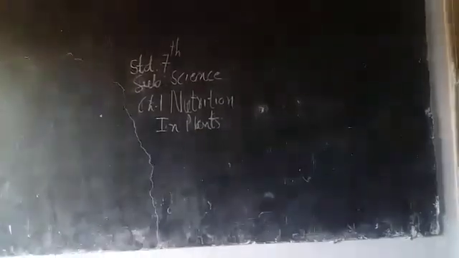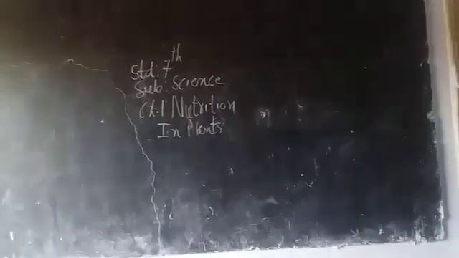Next, answer the following questions in short. How do the raw materials for the synthesis of food in plants reach the leaves? Answer: leaves are the food factories of plants. The synthesis of food in plants occurs in leaves.